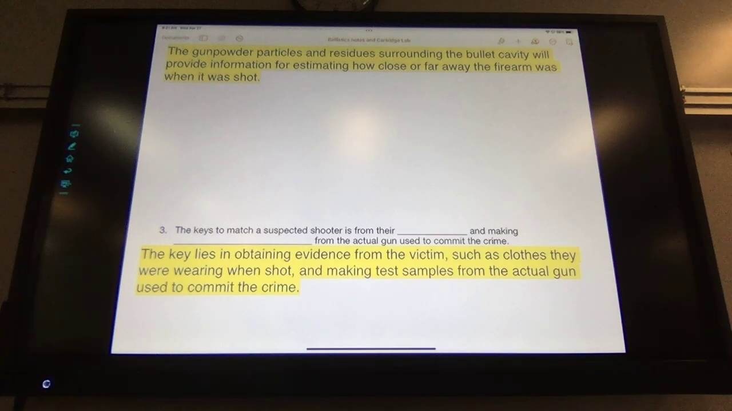So how do they match up a suspected shooter? They'll always collect their clothes. So when they have them in custody, that becomes evidence, and that is going to be confiscated quickly so that they can analyze it nice and slow in the crime lab.